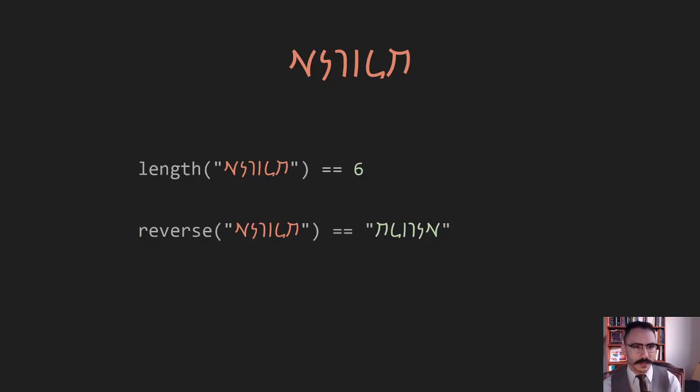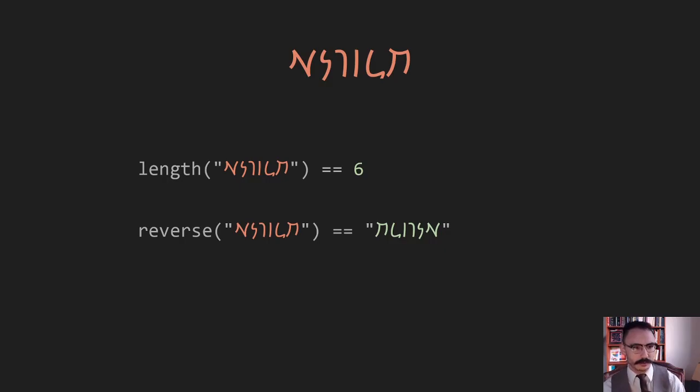Okay, this looks a little scary, but don't worry, it's just Aramaic. In Aramaic, the word for snail is halzuna. Any Aramaic speaker would look at this and say, yep, that is 6 characters long. And the reverse would look as you see there. It would be pronounced something like anuzla.